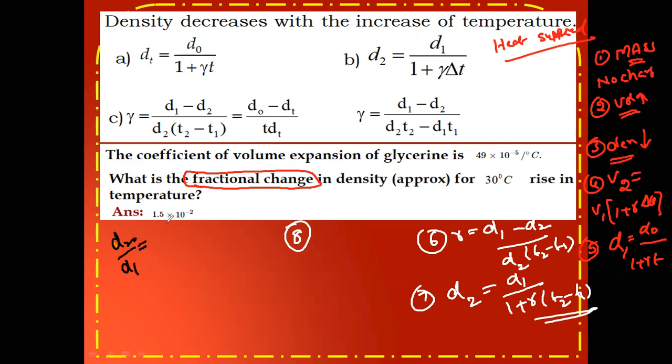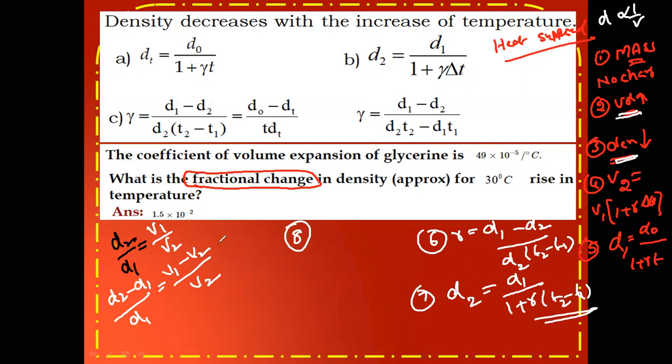d2 by d1: here, as I said, mass remains constant. So m is equal to constant, and d is inversely proportional to volume. As I said, volume increases, density decreases. So d2 by d1 I can write as v1 upon v2. Take the subtraction on both sides with minus 1. So you will get d2 minus d1 by d1 is equal to v1 minus v2 by v2.